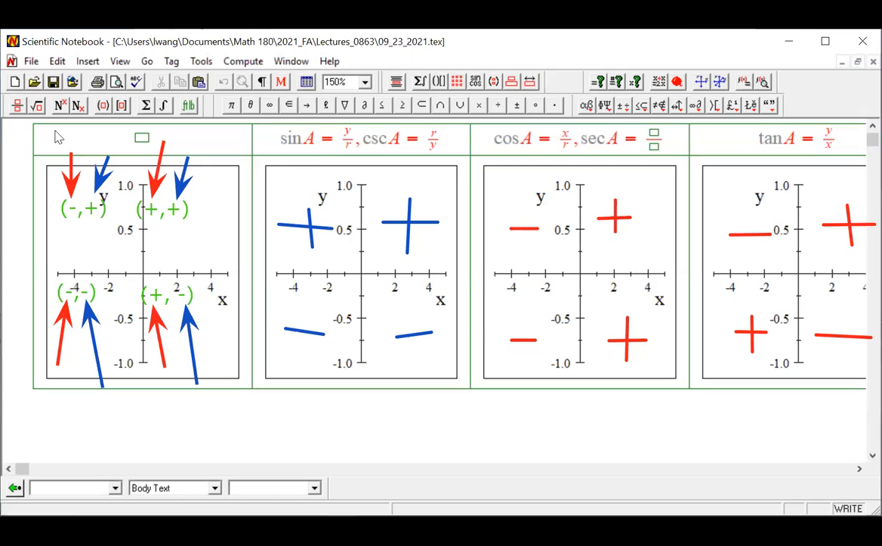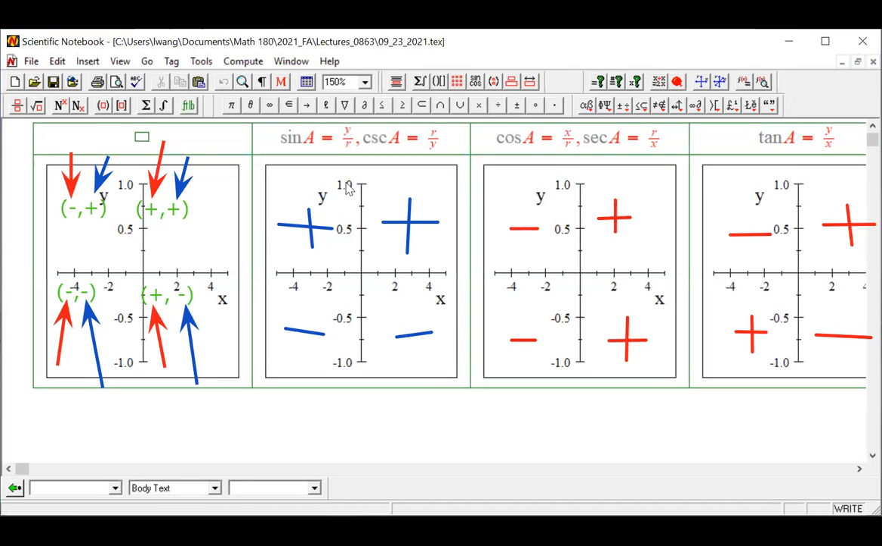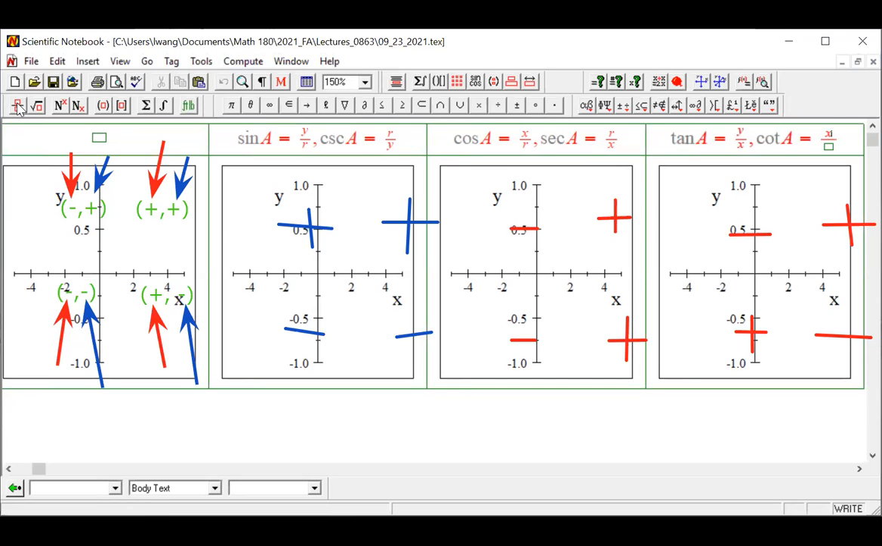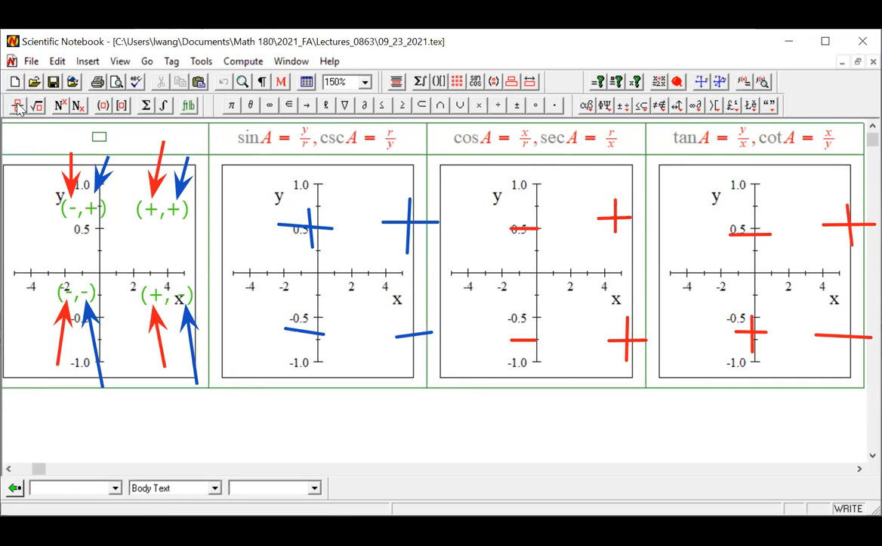It's a reciprocal of cosine. So this is r over x. So they have the same sign. And tangent and cotangent, x over y. Then you have the sign of these 6 functions all under your radar. You don't have to memorize.